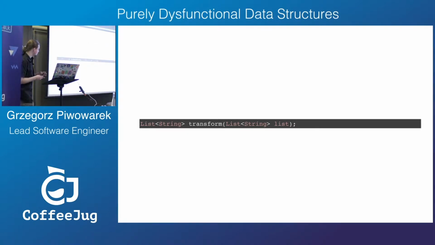This is just a method called transform. It accepts a list of strings, it returns a list of strings, and what do you think? What does it do? Just based on the title and the types. Make immutable list. Okay, any other ideas? Transform to another form and to a new list. Okay, for example, any other ideas?